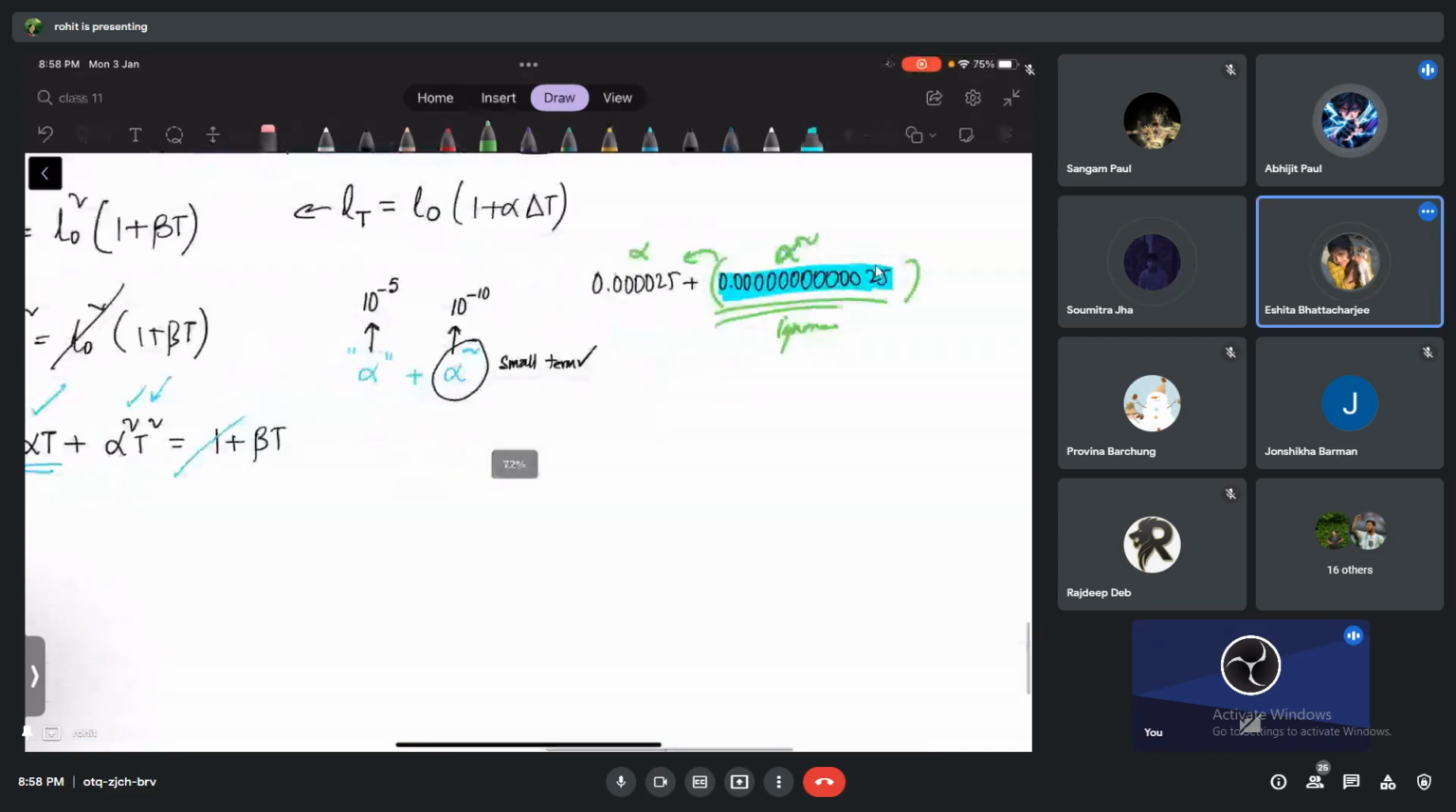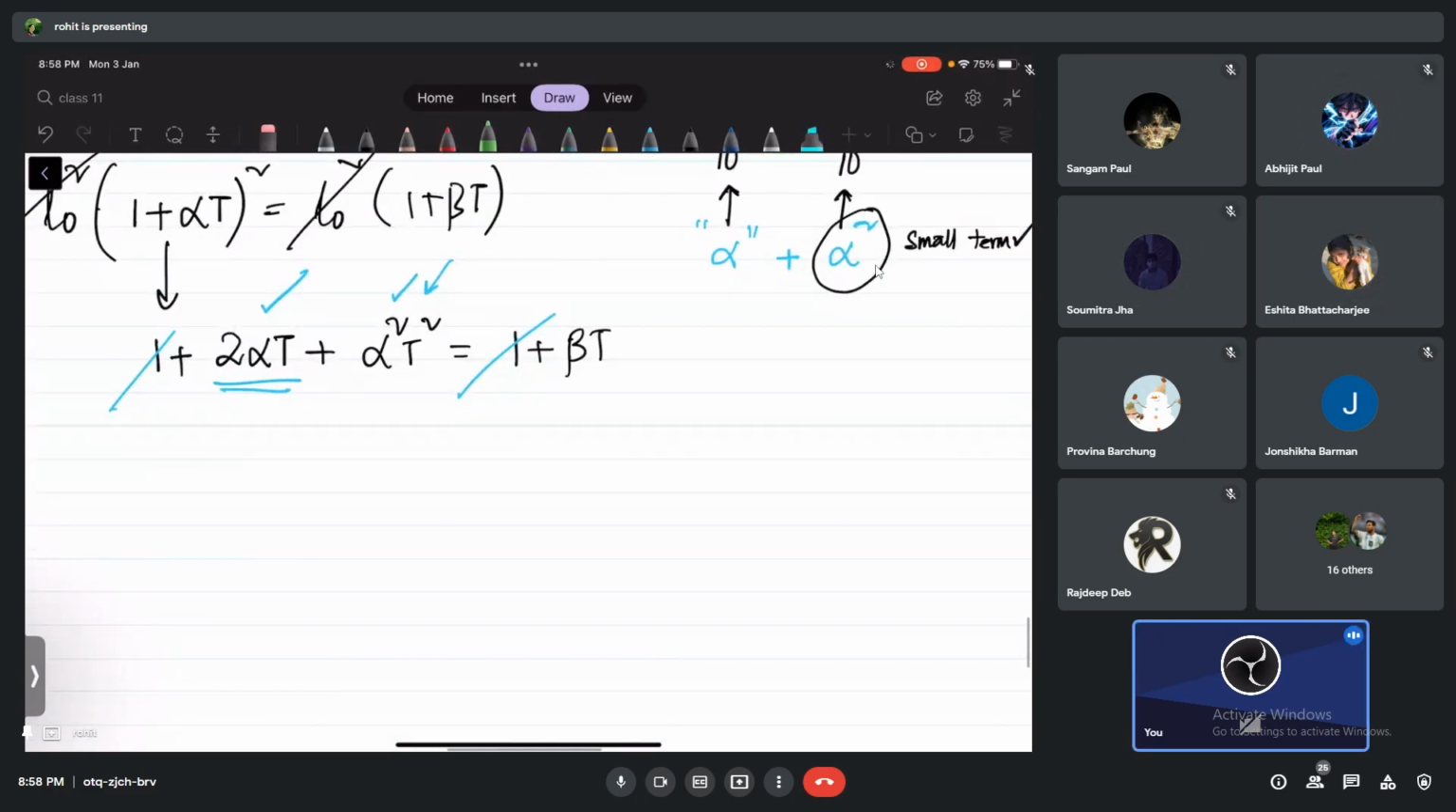We can ignore. No need to add, because already this is very large. 10 to the power 5 times larger than that. The effect is going to have the square part, right? So this can be neglected.